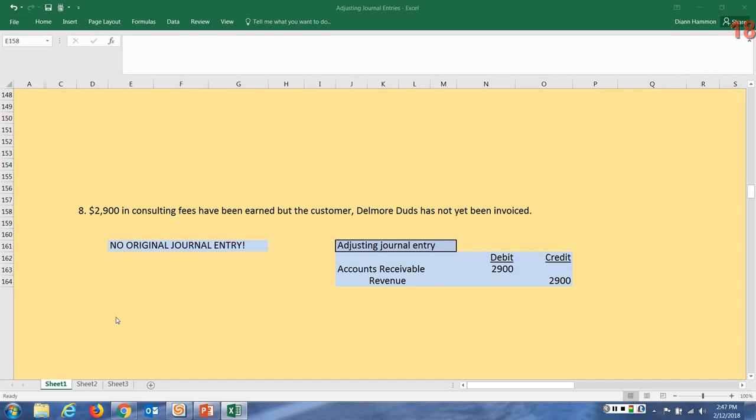Here we have another example of an accrual that needs to take place. So here we have $2,900 in consulting fees have been earned, but the customer, Delmore Duds, has not been paid, has not been invoiced this period. So we need to debit accounts receivable for that $2,900, and then we will credit the revenue account. Perhaps it would be called sales revenue. Whatever the company calls it, that's what you would call it. So debit accounts receivable, credit the revenue account, and notice in this case there would not have been an original journal entry to contend with.